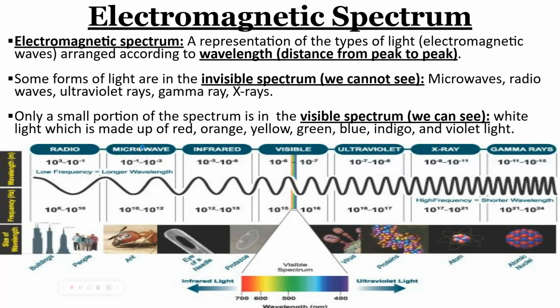And the invisible spectrum is all the other light. So radio waves, microwaves, infrared, ultraviolet, X-rays, and gamma rays. They are the portions that humans cannot see.